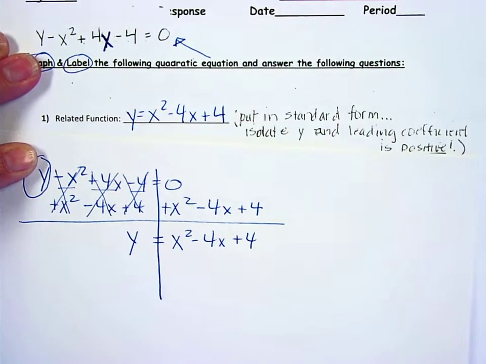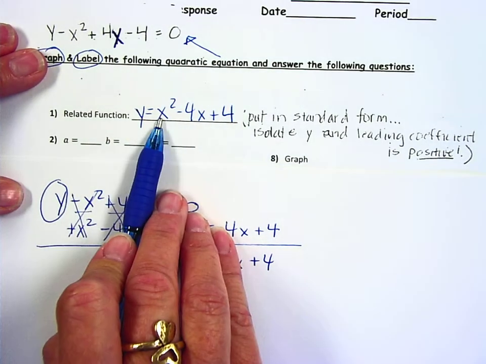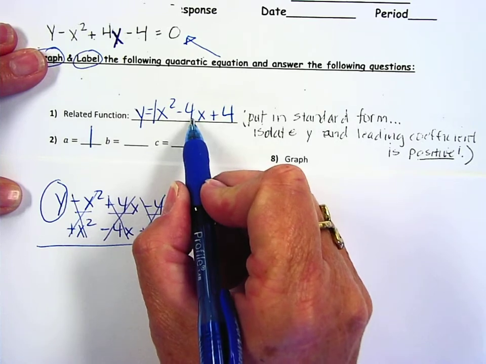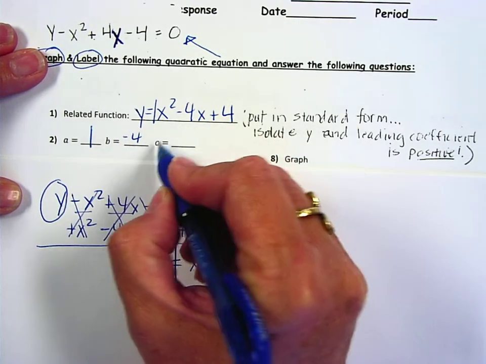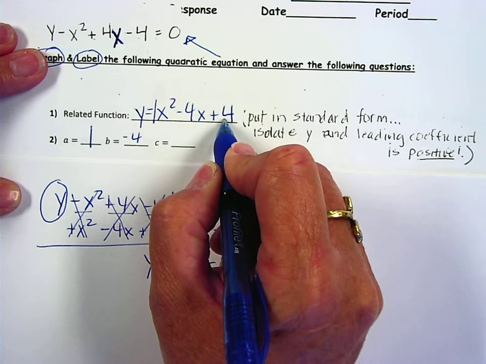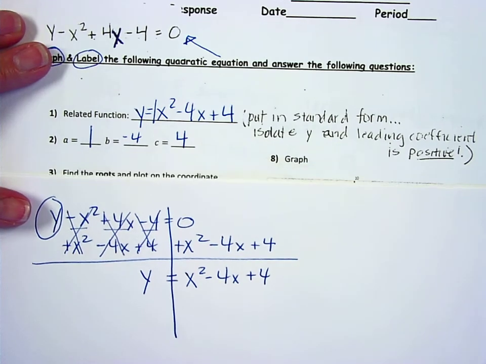Now that it's in standard form, I can identify A. A is the coefficient of x squared, which is 1. B is the coefficient of x, which is negative 4. C is the constant term, which is 4. Okay, so I put it in standard form and I've identified A, B, and C.